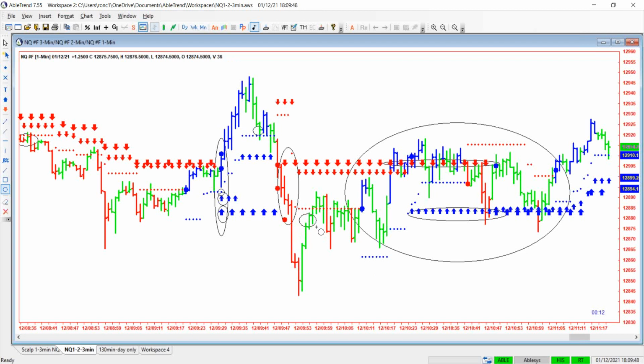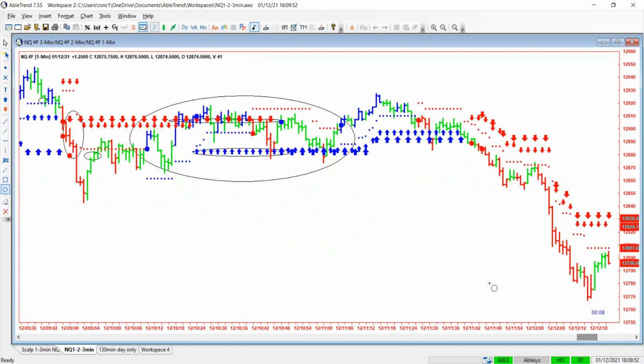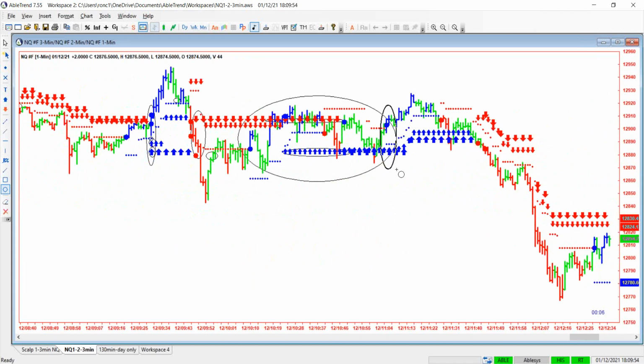Stop loss goes right above it, and right there we were stopped out for just a small winner. Okay, so this is basically how we do it. Rolling right along. Here's our triple confirmation buy signal. Let's call that a break. It might have been a small winner.